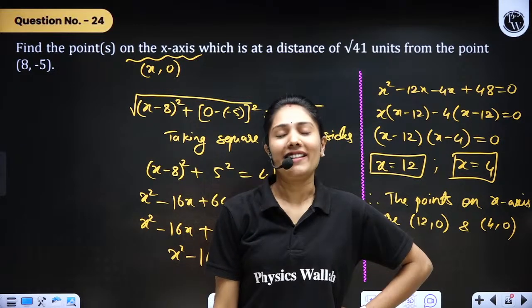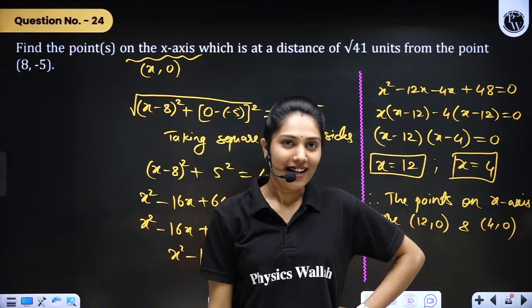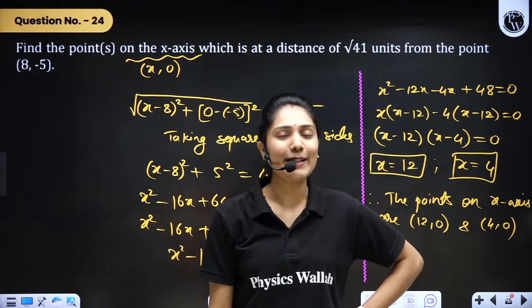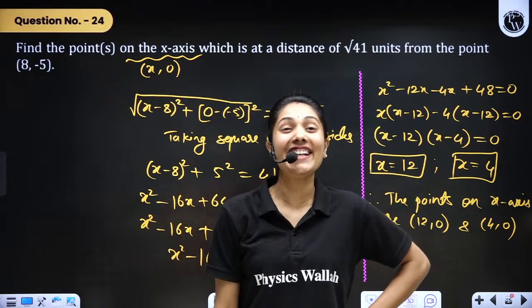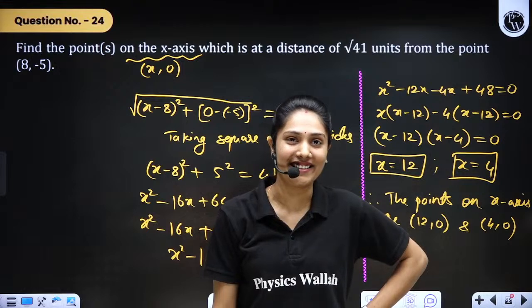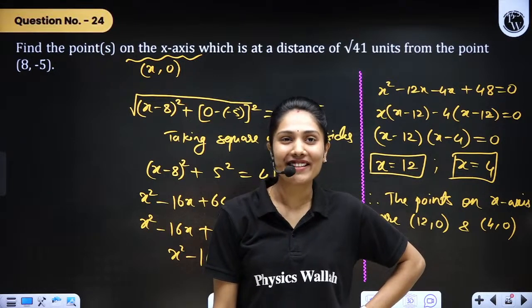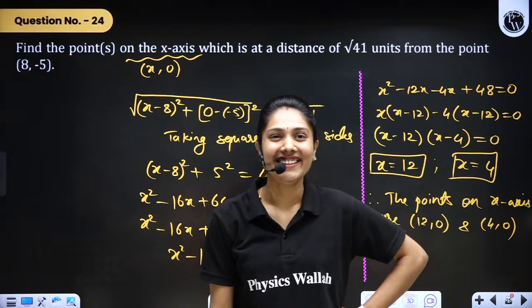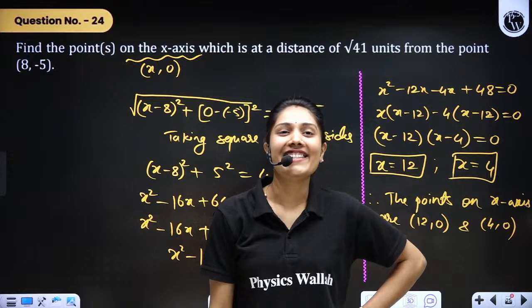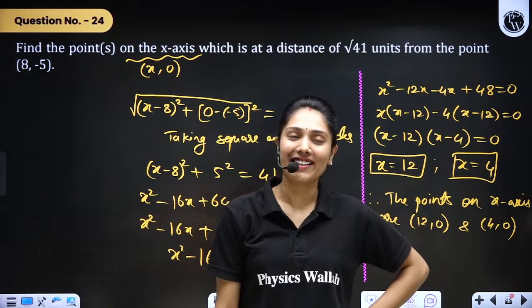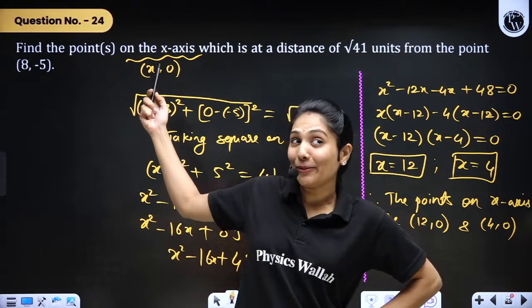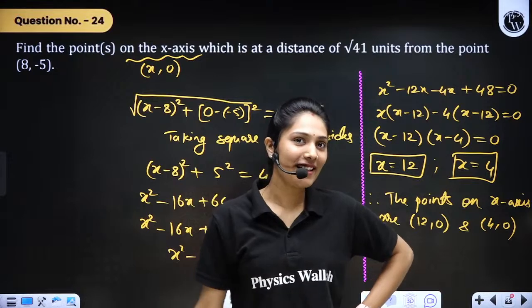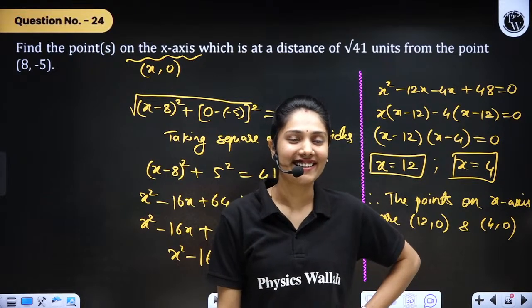Arnav, beta ji, wake up na. Haven't slept properly or what? Arnav is asking what is x, ma'am, here. Seriously, beta. x is the point on the x-axis. Okay? Can you see it on the board? Wake up. Good morning, Arnav.